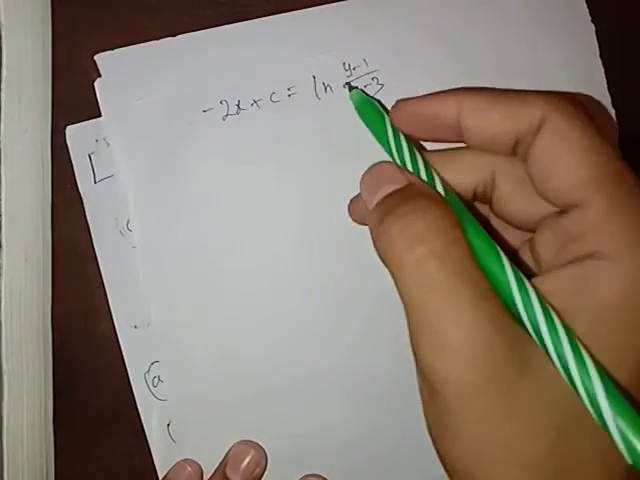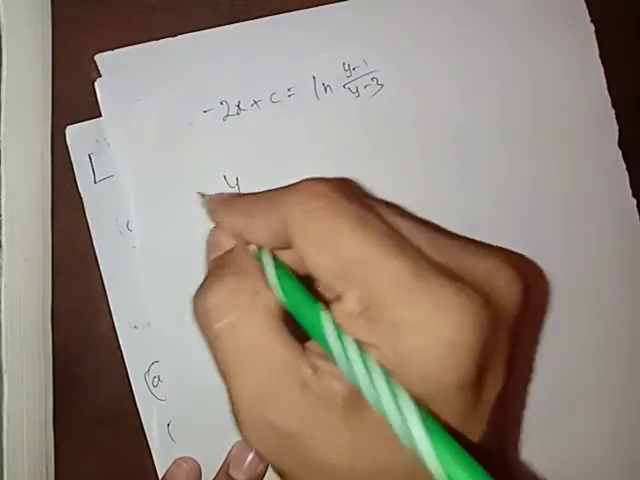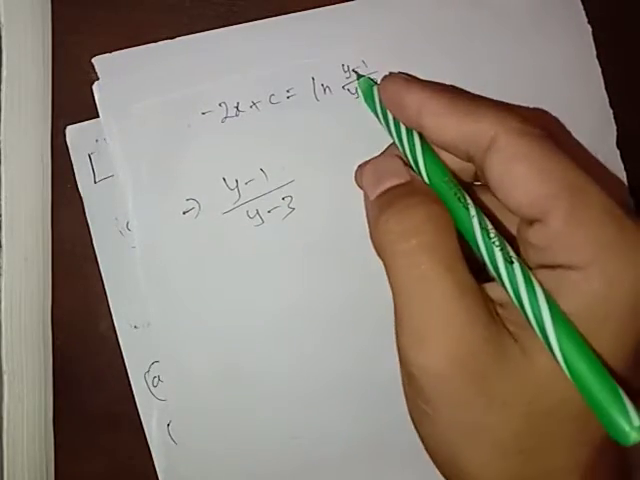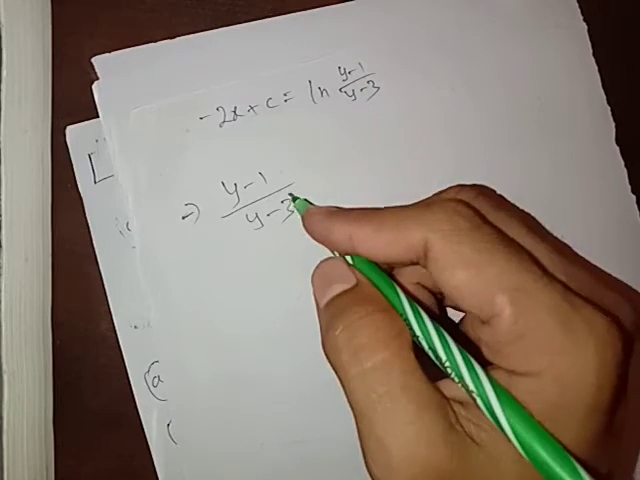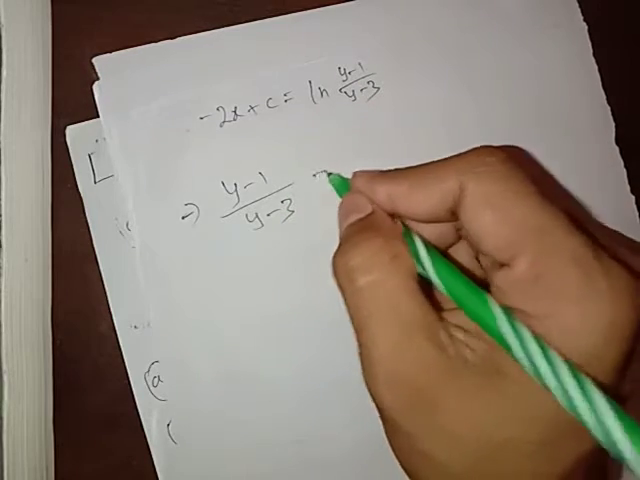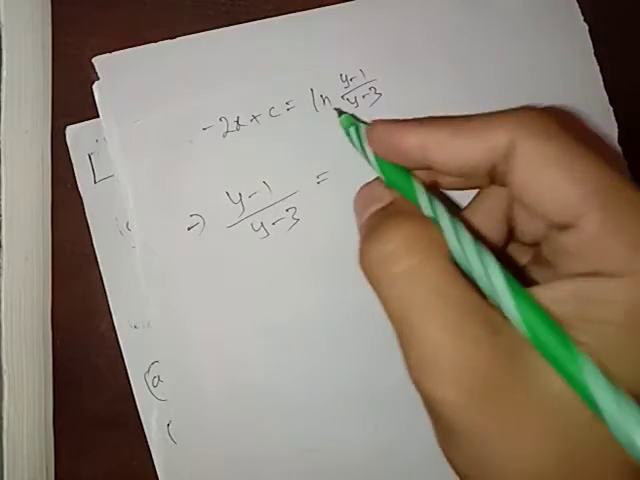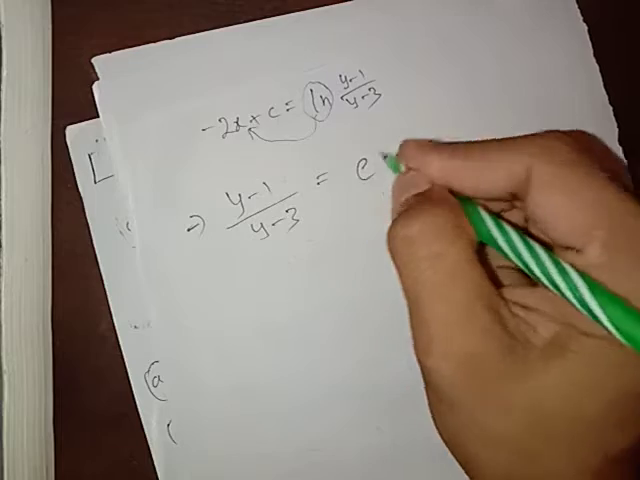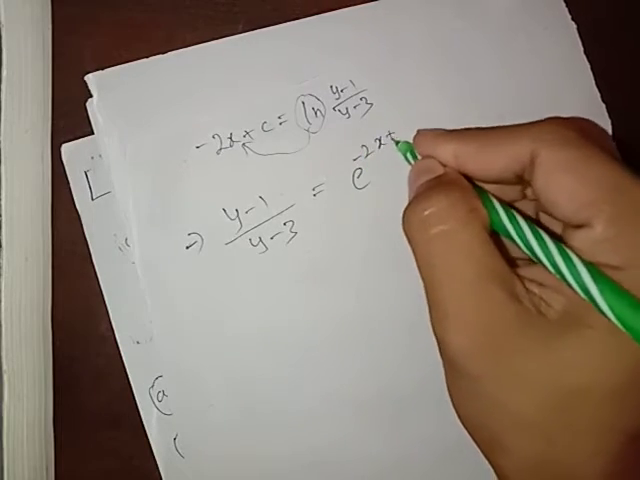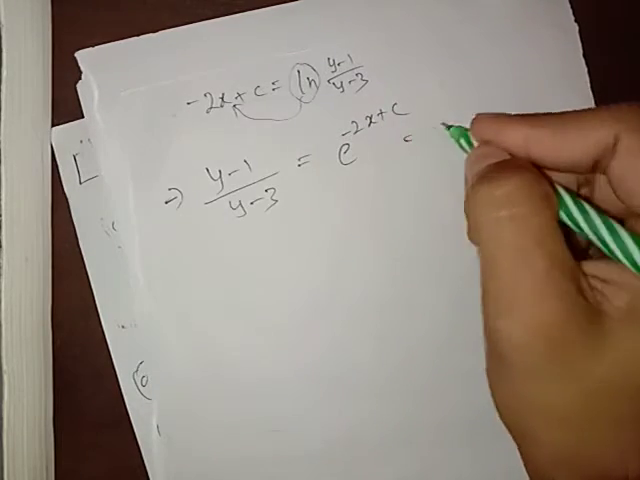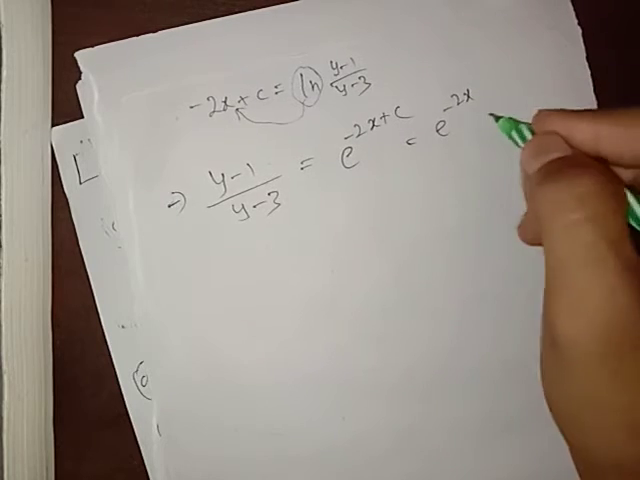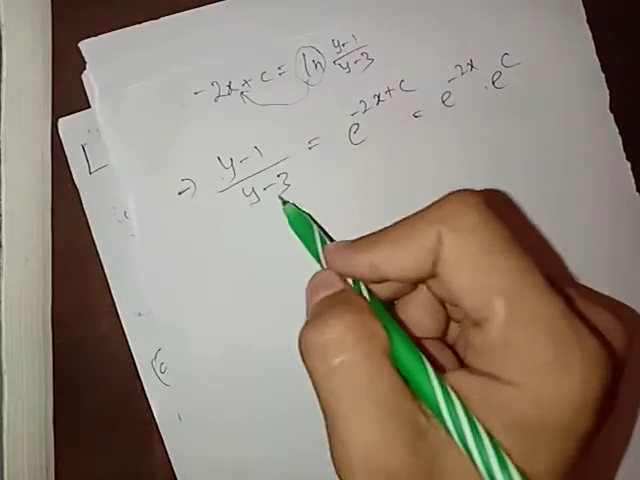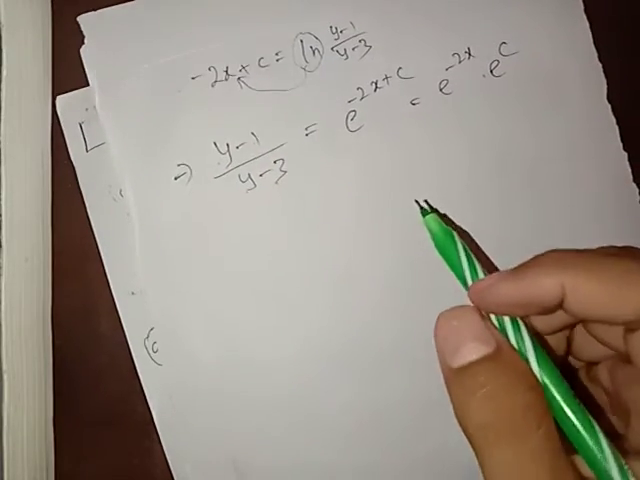Now, what is (y minus 1) divided by (y minus 3)? Taking the inverse of ln means exponential. So exponential of minus 2x plus c is equal to exponential of minus 2x into exponential of c. This is (y minus 1) divided by (y minus 3) that we have.